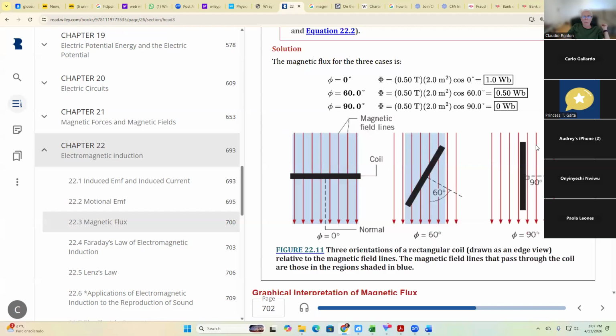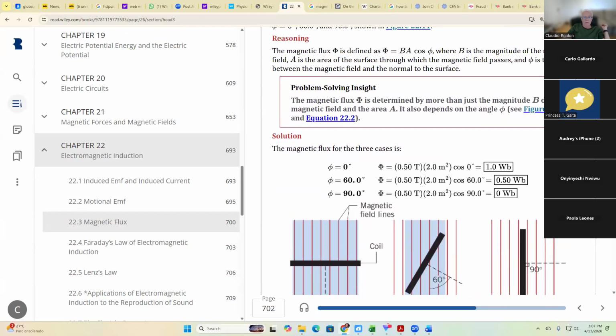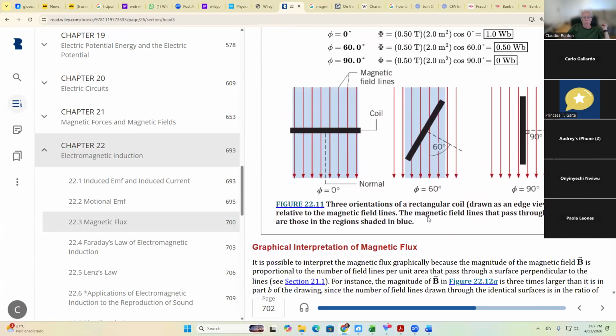Here's the coil. The plane of the coil is perpendicular to the magnetic field. Consequently, the magnetic flux is greatest for this orientation. But when the coil makes an angle, the magnetic flux decreases, just like we had for the electric flux. And when the plane of the circuit coincides with the direction of the magnetic field, the magnetic flux is zero.